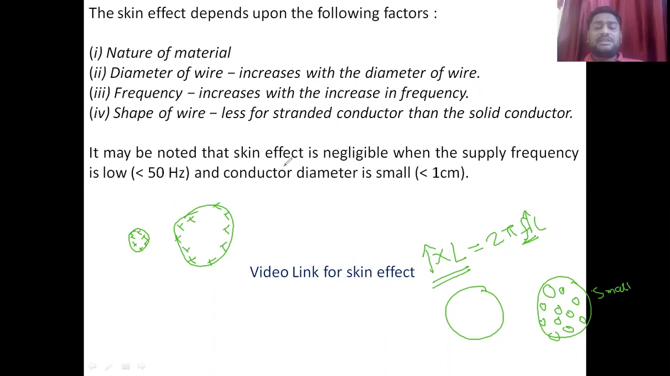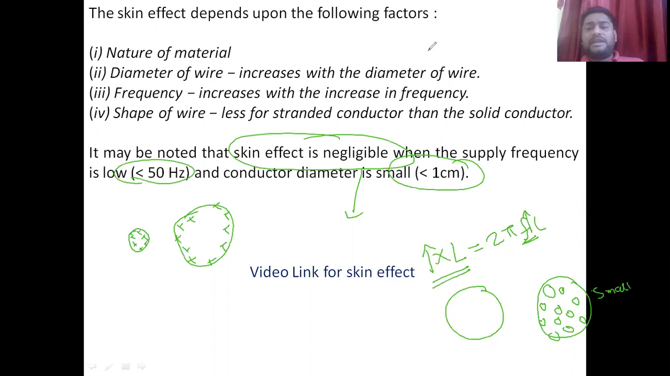It may be noted that the skin effect is negligible when the supply frequency is low, such as 50 Hz, and the conductor diameter is less than 1 centimeter. When the supply frequency is around 50 Hz and the conductor diameter is less than 1 centimeter, the skin effect is negligible, though a small effect has to be considered under practical conditions. This is called the skin effect.